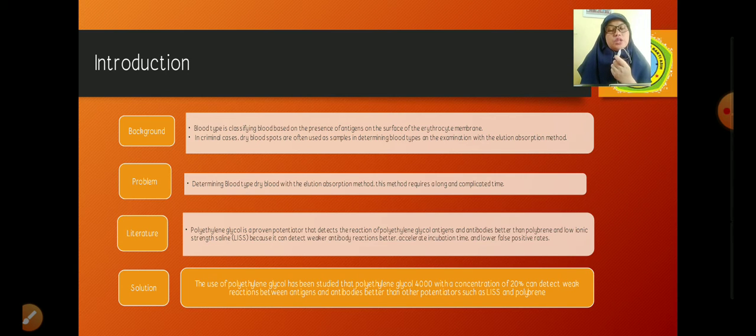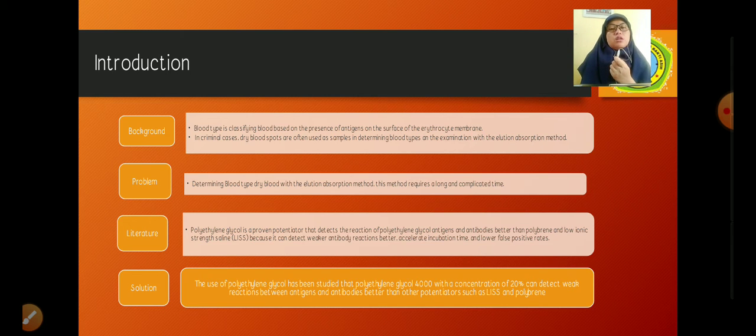The literature says polyethylene glycol is a proven potentiator that detects the reaction of antigens and antibodies better than polybrene and low ionic strength saline, because it can detect weak antibody reactions better, accelerate incubation time, and lower false positive rates.